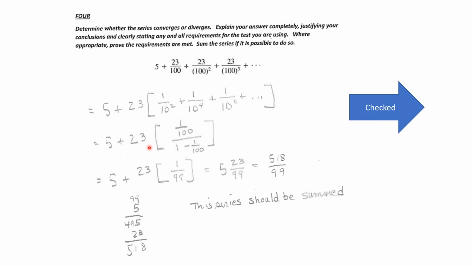So you get 5 plus 23. The sum of this geometric series is the first term, 1 over 100, divided by 1 minus r, which is 99 over 100. So this is 5 plus 23 times 1 over 99. That's 5 and 23 over 99, or if you change that into an improper fraction, that is 518 over 99. And so you should have summed this for full credit, and that's problem 4.